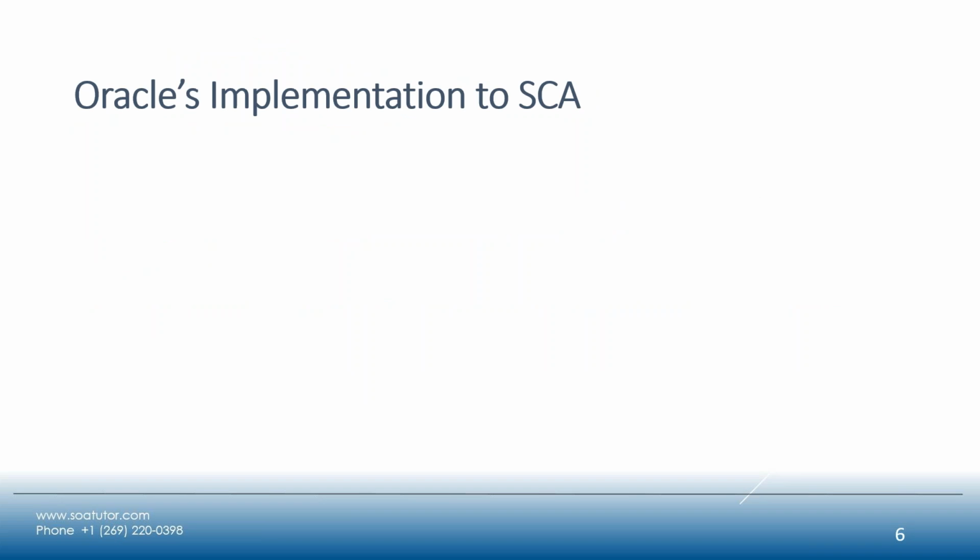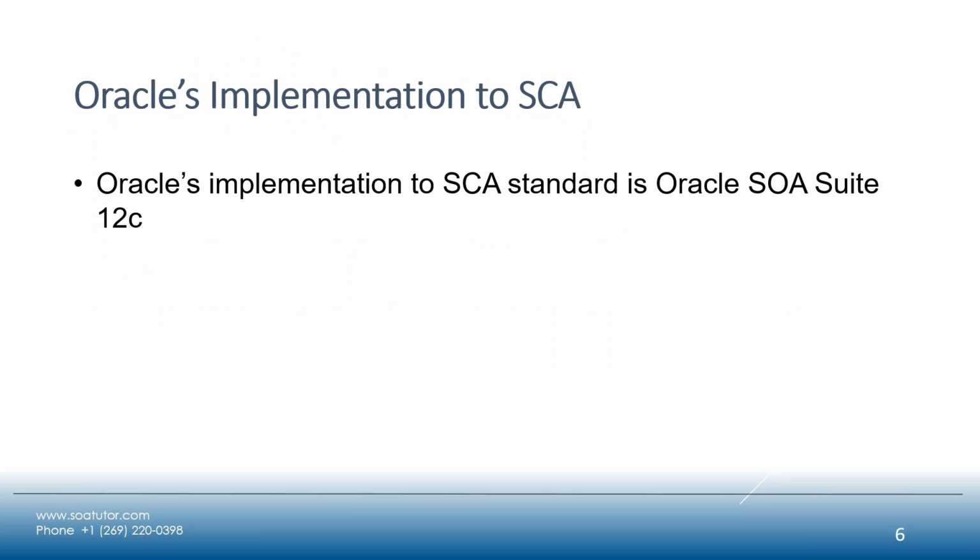Oracle's implementation of SCA is nothing but Oracle SOA Suite 12c. So now you know the difference between service oriented architecture, or SOA, and Oracle SOA Suite 12c. SOA is nothing but a set of principles, whereas Oracle SOA Suite 12c is the tool on which you develop, you deploy, and then you run the applications. So that is what Oracle SOA Suite 12c is.